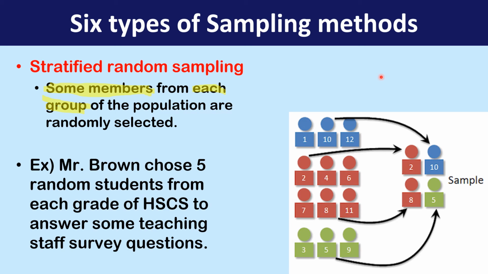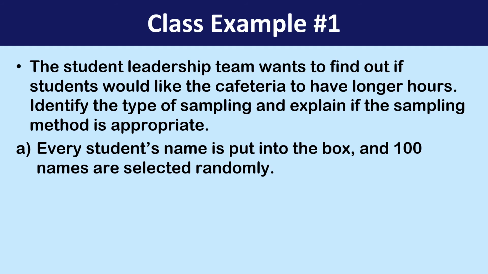So in this example, let's say Mr. Brown chose 5 random students from each grade of Holy Spirit Catholic School to answer some teaching staff survey questions, something like that. All right, let's do classic example number 1. What you need to do is identify the sampling type and explain whether the sampling method is appropriately done. So I want you to pause this video, copy the question, respond to each question, then replay. I'm going to go over it.